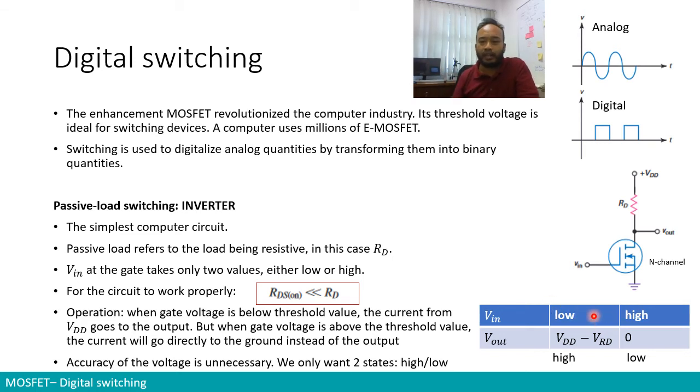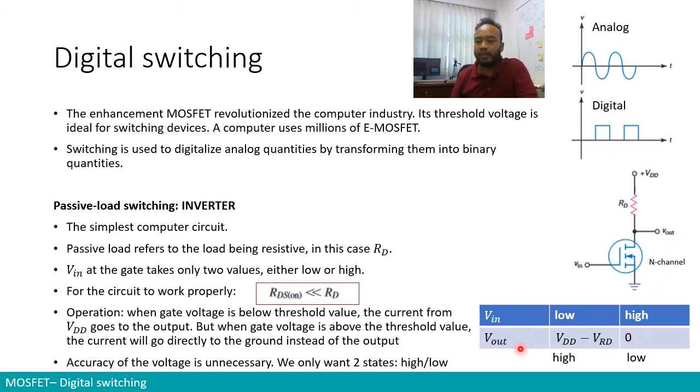lower than threshold value, high means higher than threshold value, you will observe that V out, when you are in low, V out equals VDD minus VRD, so we observe a certain V out, but when V input is high, the current will go directly through drain and source and go to the ground. Therefore, you will not observe any voltage at the output because the current flows directly to the ground. Therefore, there will be no output value for the voltage, and it becomes zero.